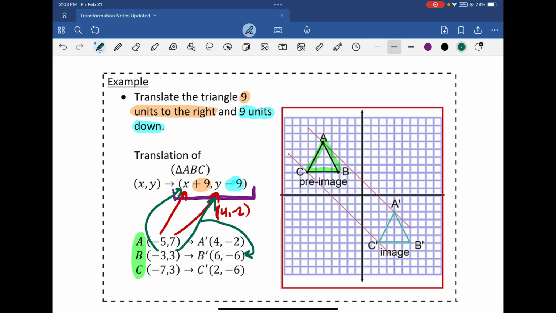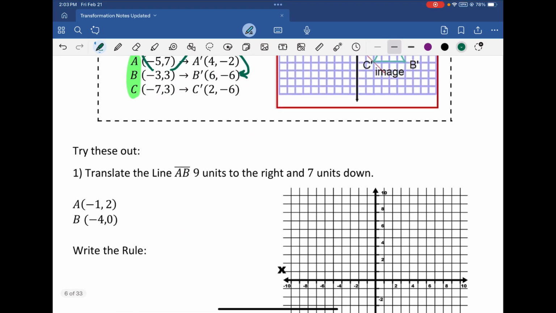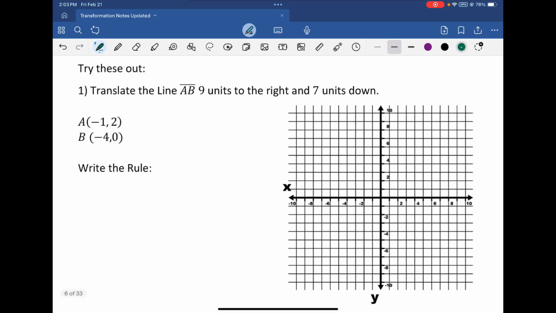Let's do an example below. We're on page 6, okay? Everyone write this down with me. Try these out. Translate the line AB, 9 units to the right and 7 units down. What I'm going to do is first plot this point A, -1, 2. So I go to the left one, up 2, put a point there, and I'm going to label that point A. Then I'm going to do B in blue, that's -4, 0. And I'm going to label that as B, and then I'm going to connect my points to create a line.